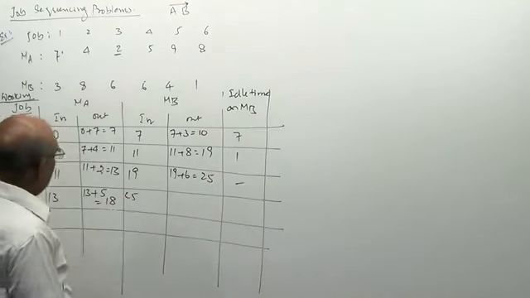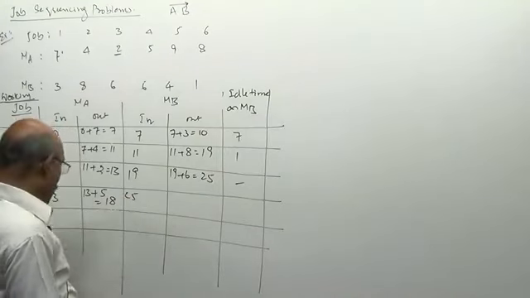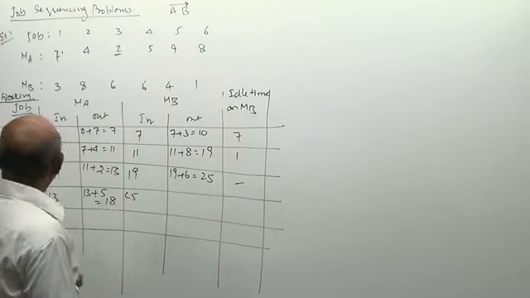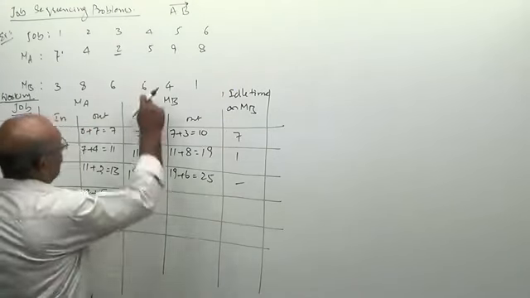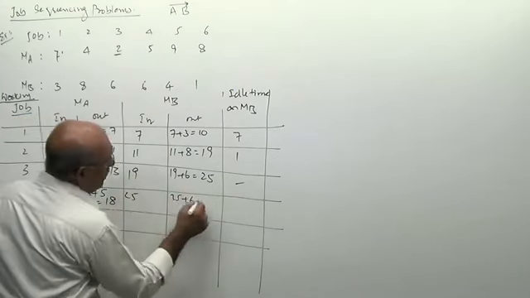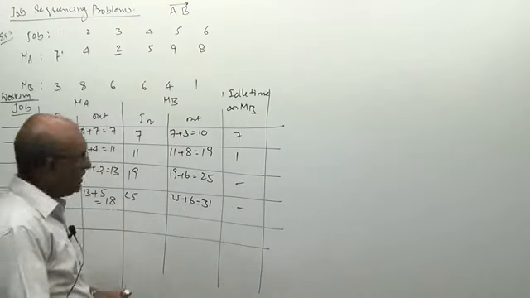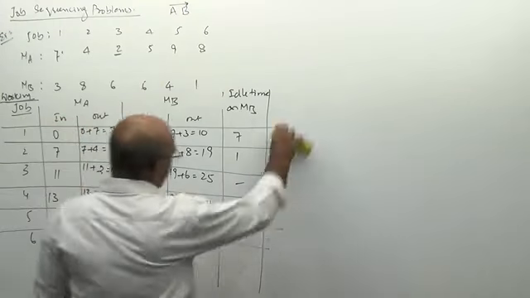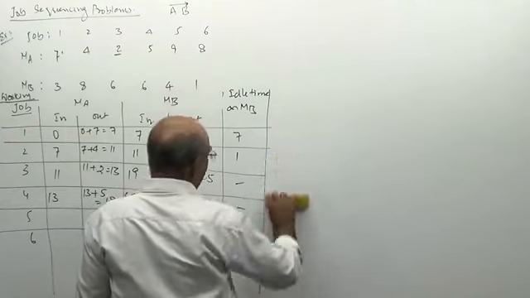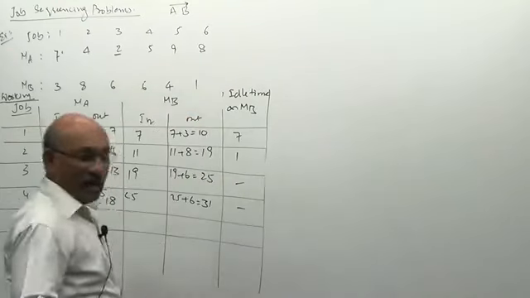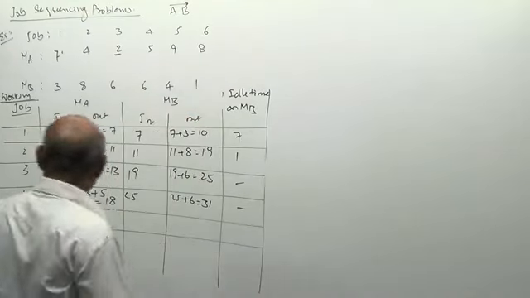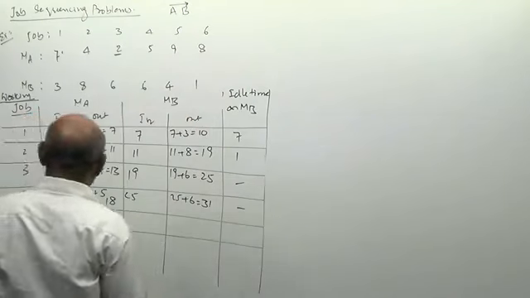At the 25th hour, this job is entering into machine B, and job number 4 will take 6 hours. 25 plus 6, 31. There is no idle time on the second machine because this time the job is waiting, sir. The machine is not waiting.